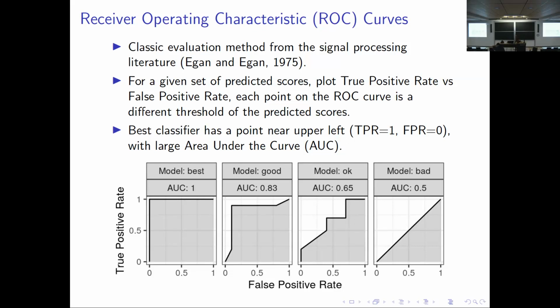So yeah, the ROC curve is a classical method from the signal processing literature. And here I'm citing a textbook from the 1970s. And so this has been used for a long time, like 50 years. People have been using this to evaluate binary classification.